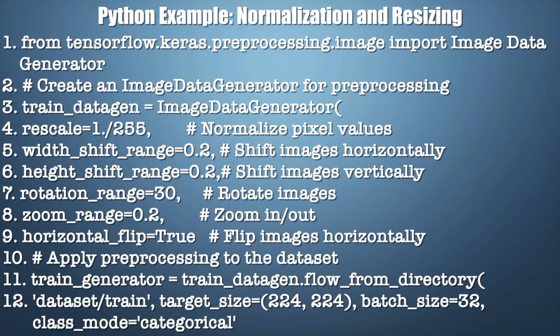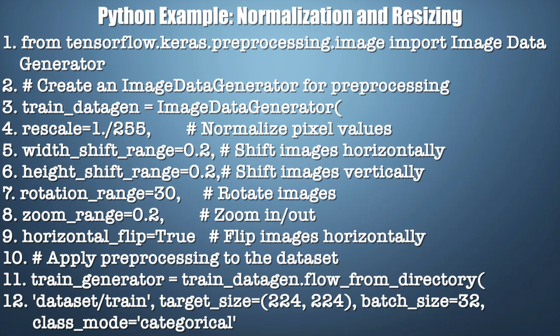So, this is the Python example for normalization and resizing. You have to implement this code. For this, first we have to import the library, that is TensorFlow or Keras, for preprocessing the images. Then we have to create an image data generator for preprocessing, which is required to generate the pixels according to the normalized pixel value. So, we have to define the normalized pixel values, then shift the image with some predefined values, then shift the images vertically. We can shift it horizontally also, but here we are using vertically.